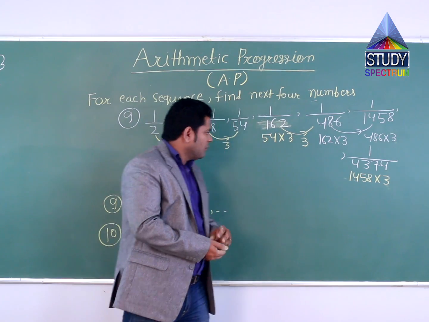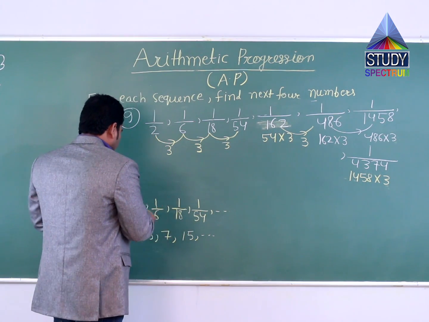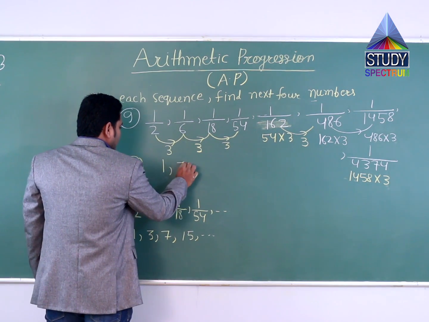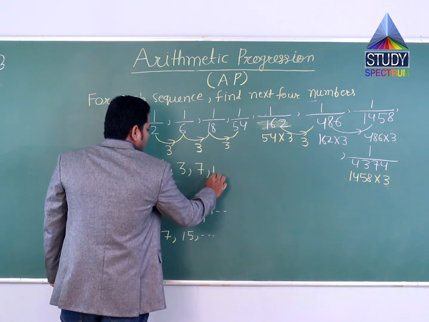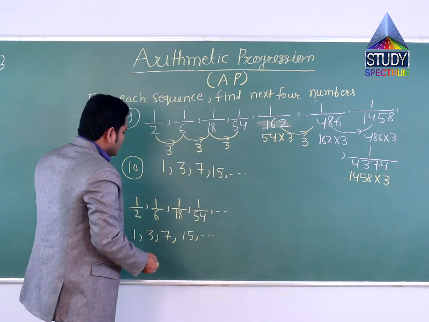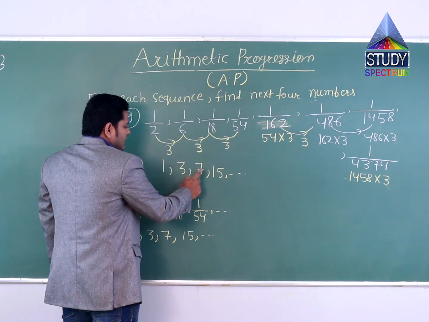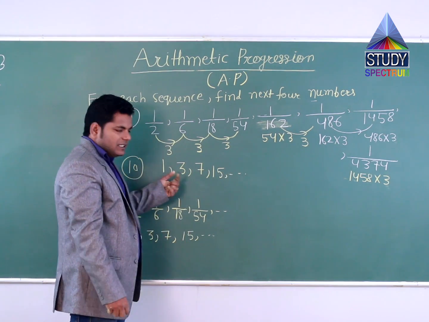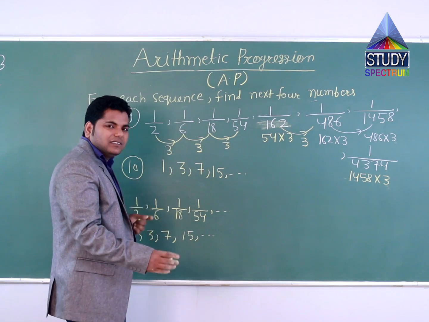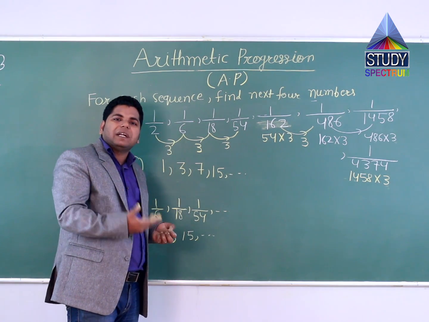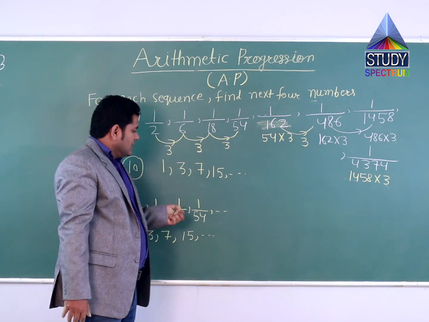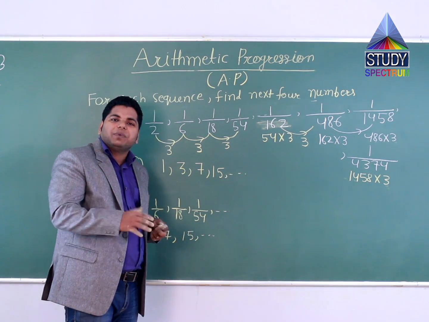Now after understanding question number 9, now move to question number 10. It is 1, 3, 7, 15. Now analyze this. This is 1, 3, 7, 15, means it is in increasing order. And what is the rule and what is the pattern involved in it while thinking of the next term on the basis of the previous term or preceding term.